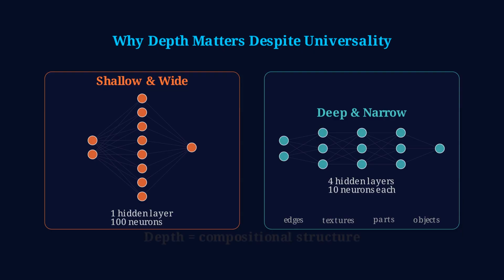Depth also provides hierarchical feature learning. Layer 1 learns edges. Layer 2 learns textures. Layer 3 learns object parts. Layer 4 learns objects. This compositional structure is why deep networks work in practice, even though shallow networks are universal in theory.